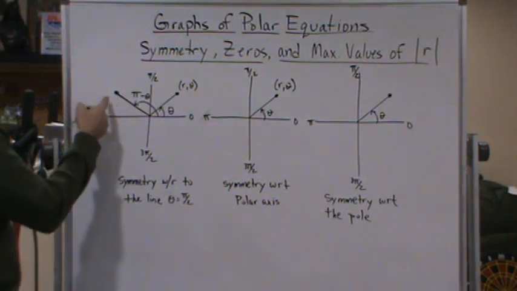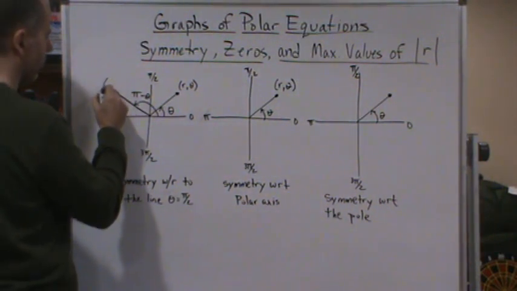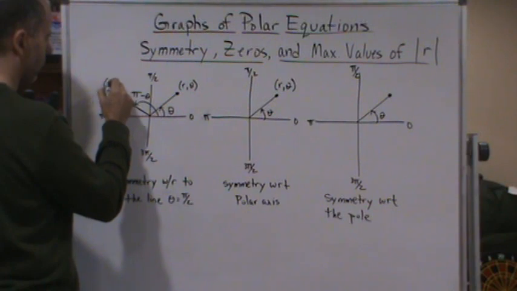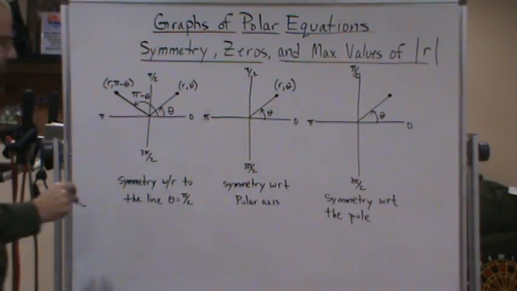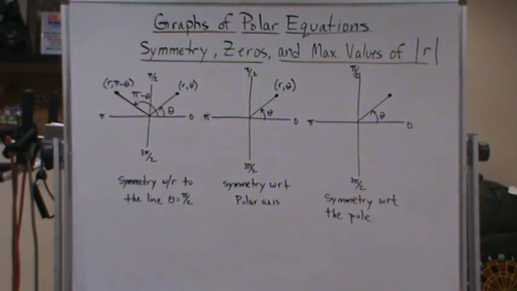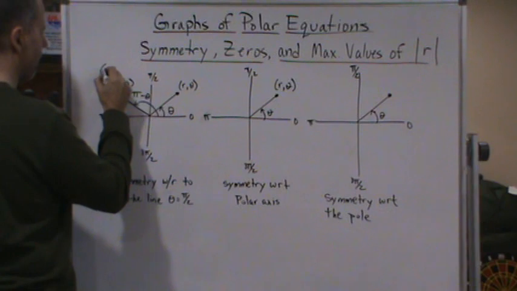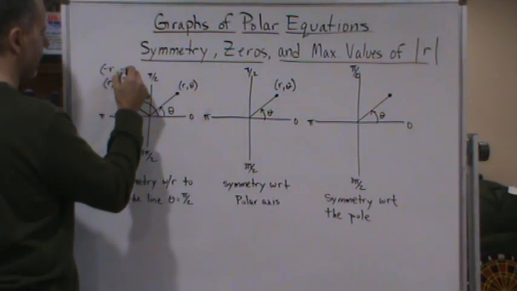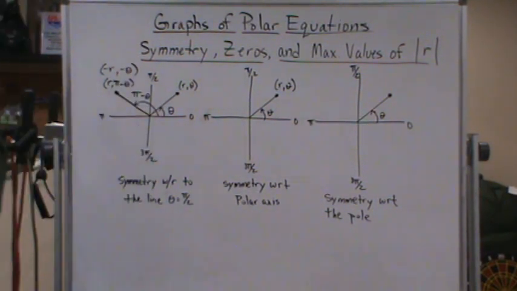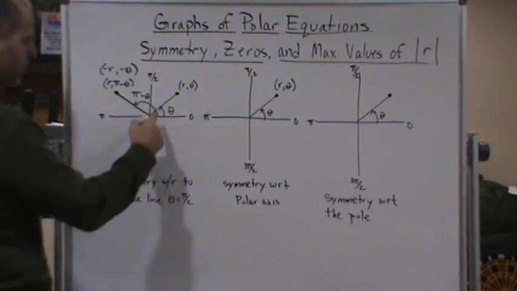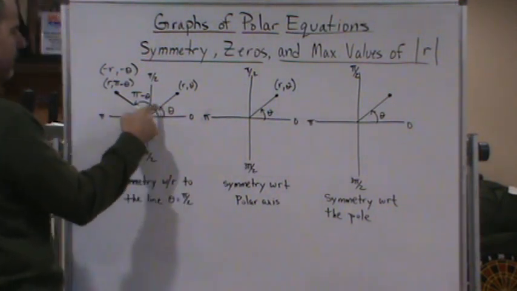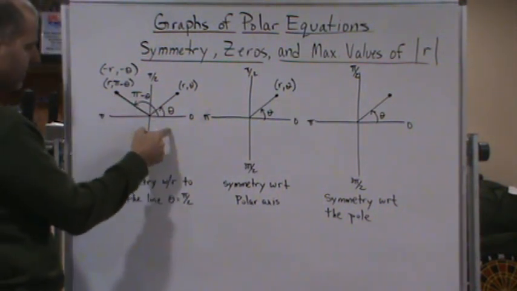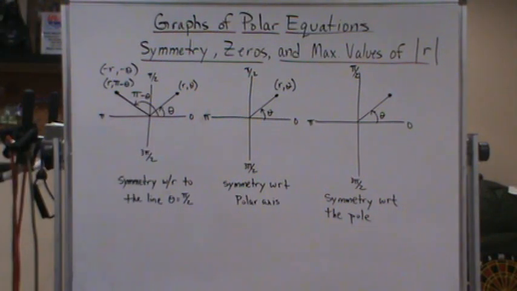Okay, so we could do this point here, we could do r comma pi minus theta, okay? Or we could do negative r and negative theta. That would also work, because we could do negative theta and then negative r, flip it across this way and get to the same spot, okay?